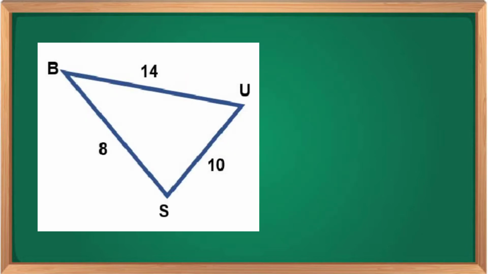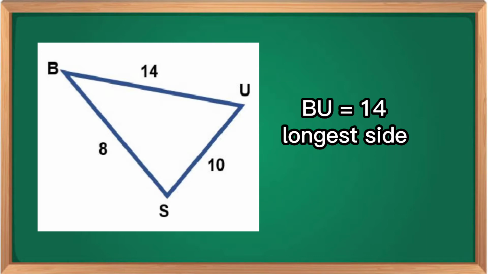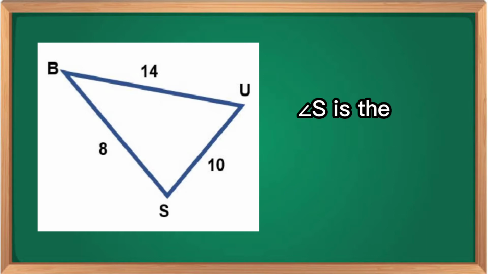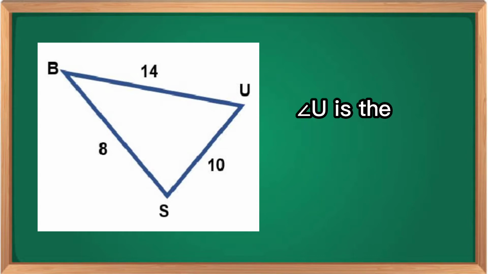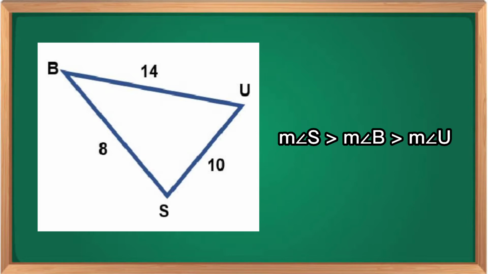By Theorem 1, since side BU measures 14 units, which is the longest side, then the angle opposite it, which is angle S, is the largest angle. Also, since side BS is the shortest side that measures 8 units, then the angle opposite, which is angle U, is the smallest angle. Hence, measure of angle S is greater than the measure of angle B, greater than the measure of angle U.